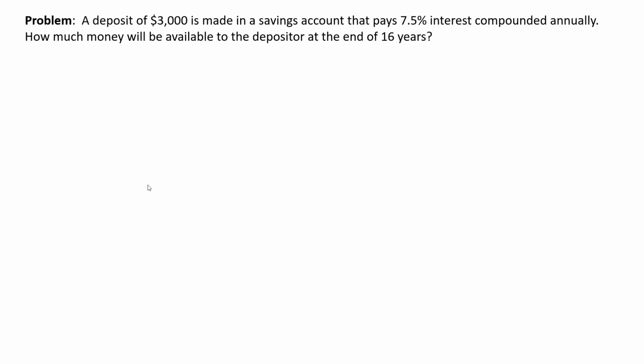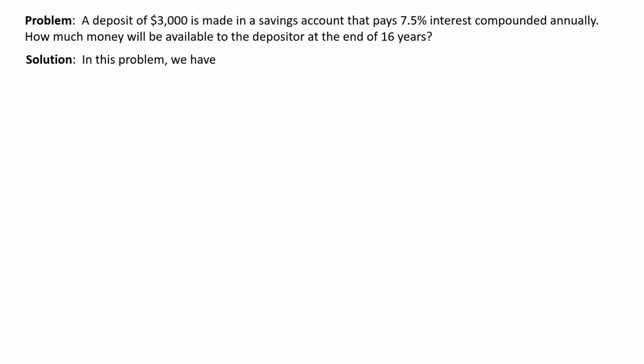Okay? All right, let's pick up a problem, make it a little more concrete instead of talking abstract. A deposit of $3,000 is made in a savings account that pays 7.5% interest compounded annually. How much money will be available to the depositor at the end of 16 years? Take a look at the problem for a second. Pause the video if you need to. A deposit of 3,000 is made, the interest rate is 7.5% compounded every year, and how much money will be available to the depositor at the end of 16 years.